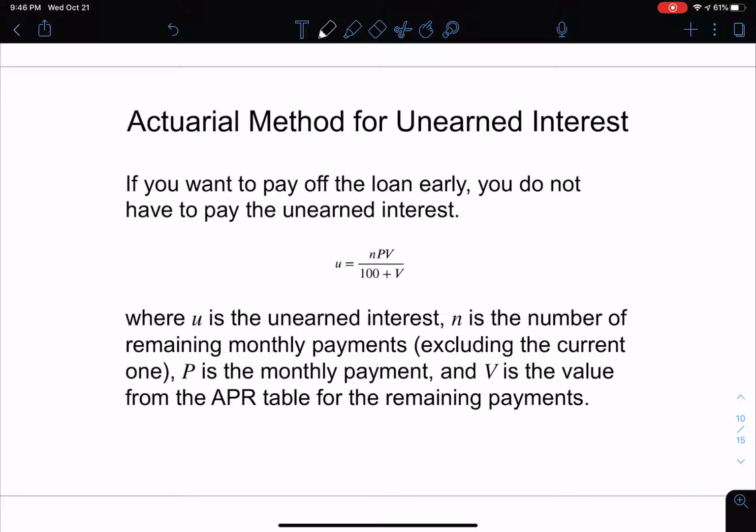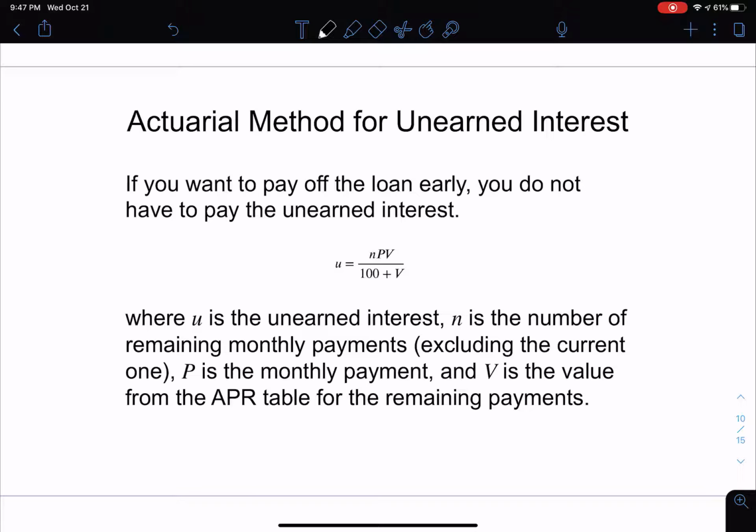U stands for unearned interest. N is the number of remaining monthly payments. That does not include the current month. So like in month 6, if you say, oh, I want to pay it off early, month 6 is not included in this. You would figure out how many months are left after month 6.